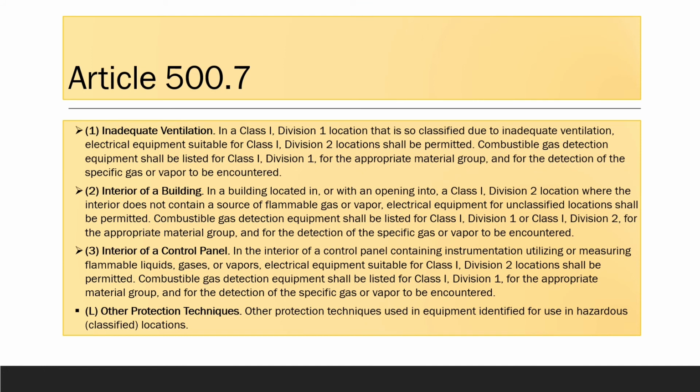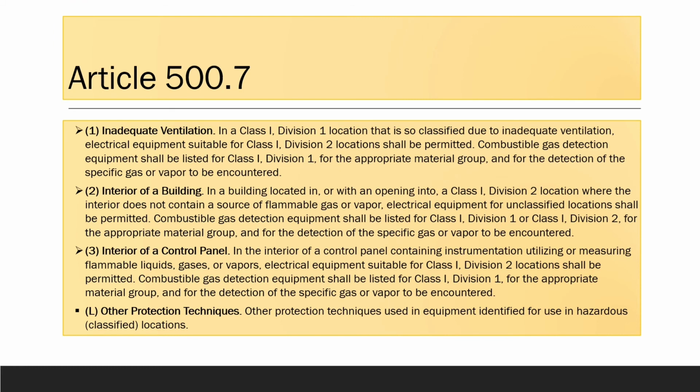Number 3. Interior of a control panel. In the interior of a control panel containing instrumentation utilizing or measuring flammable liquids, gases, or vapors, electrical equipment suitable for a Class 1, Division 2 location shall be permitted. Combustible gas detection equipment shall be listed for Class 1, Division 1 for the appropriate material group and detection of the specific gas or vapor to be encountered.